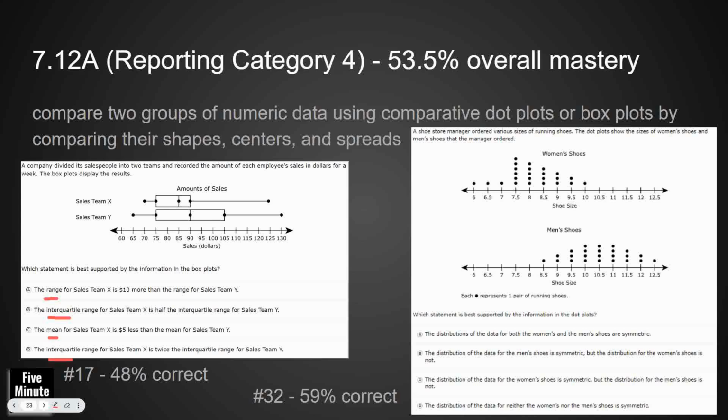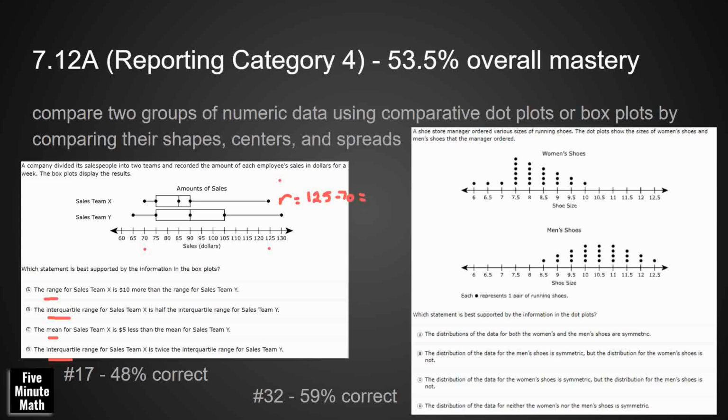Okay, so let's just find what we can. Range is going to be, I'll just make that as R, the greatest minus the smallest, right? So I'm looking at 125 minus 70.